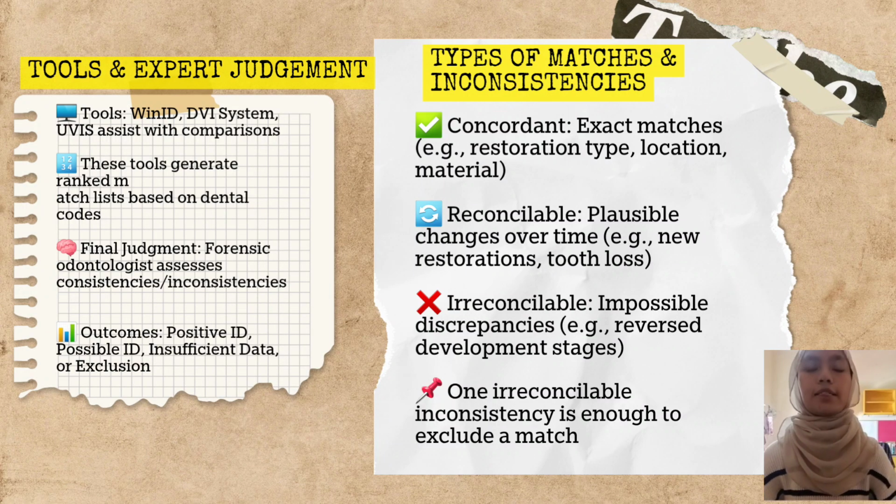Types of matches and inconsistencies. During this process, there are three possible outcomes for each observation. Concordant findings mean there is an exact match, such as the same restoration in the same tooth with matching material and shape. The second one is reconcilable inconsistencies. These refer to changes that could logically occur over time. For example, a tooth may have been lost or treated after the last antemortem record. The last one is irreconcilable inconsistencies. These are differences that simply cannot be explained, such as reverse tooth development stages. If even one of these inconsistencies is found, the match is excluded.